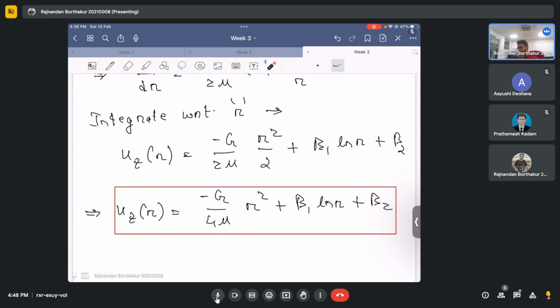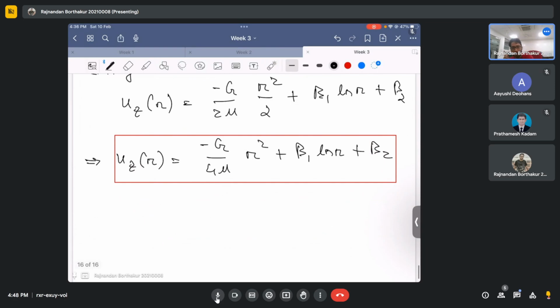Now, can you tell me what will be the boundary conditions for uz at r equal to a and r equal to b? That is very important, because we need two boundary conditions in order to evaluate b1 and b2. Can you tell me? 0. Yeah, exactly. That's very nice.